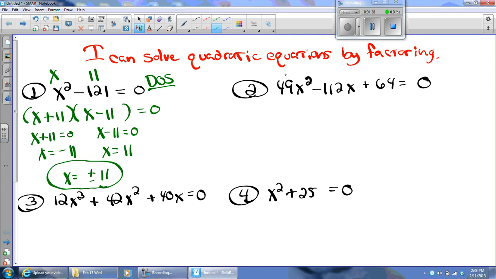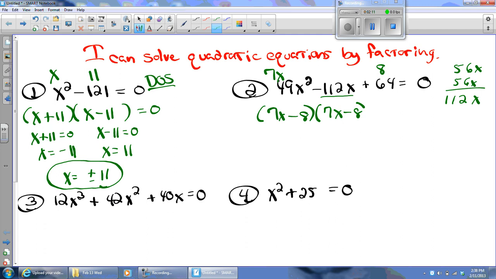Well, 49x squared, I could multiply 49 by 64, but I'm noticing that this is a perfect square, 7x. And I notice that 64 is a perfect square, 8 is the square root. If I multiply those two together, I get 56x. And if I double 56x, I get 112x, don't I? And look at that, it matches perfectly. So here's how I do that: 7x minus 8, and another quantity of 7x minus 8.